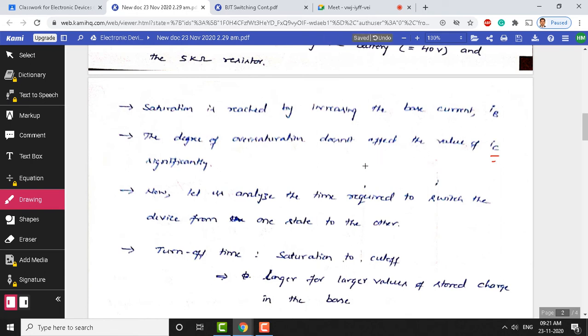Since the type of device we have considered is a P plus and P type of transistor, the amount of injection happening here and the amount of injection here compensate and balance each other. Okay, so you get a constant current. You don't get a significant value of collector current. It maintains a constant current here.